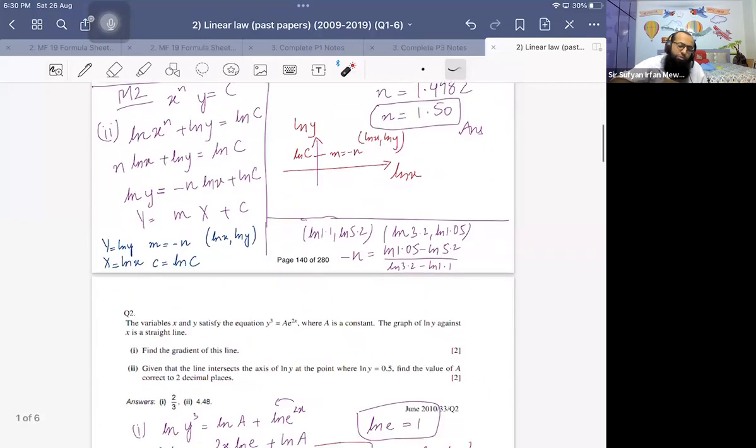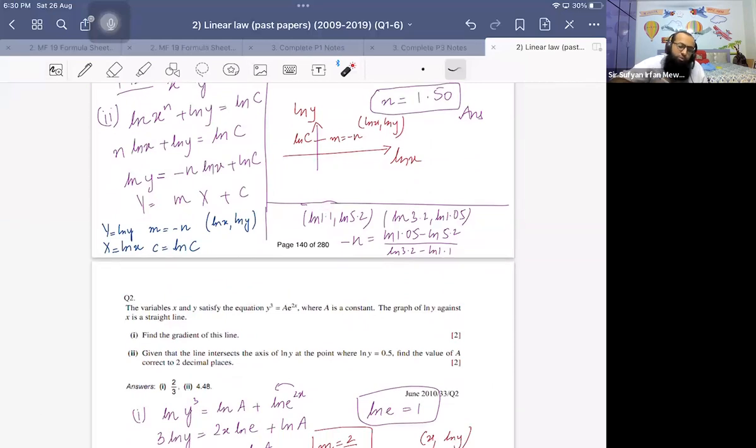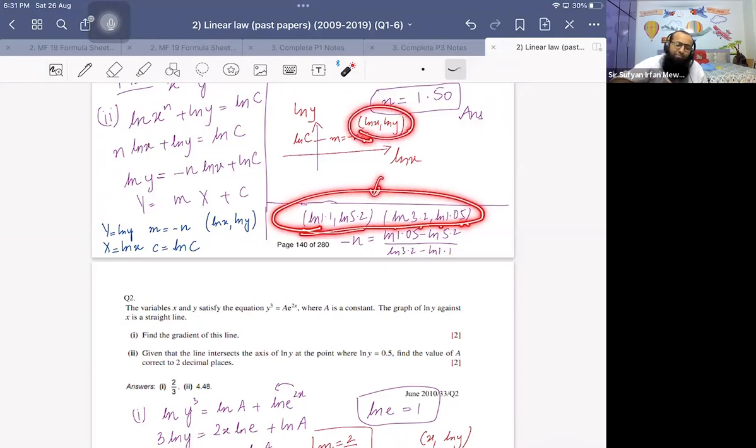So if we are going to substitute x and y, then first pair 1.1 and 5.2, it will become ln 1.1 comma ln 5.2. And if you are going to substitute x 3.2 and y 1.05, the coordinates will become ln 3.2 comma ln 1.05. So these two will become the coordinates. And when we have coordinates with us, ln x comma ln y are the coordinates.